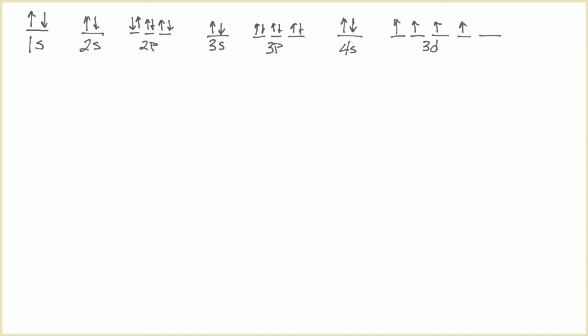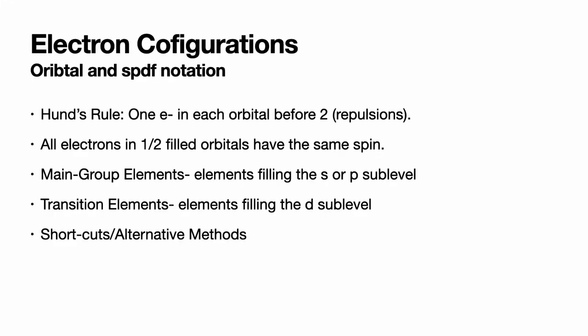Quick question. So the spin rule does not apply to that because there's no other electron? Correct. If you go back and look at your rules here: one electron in each orbital before two because of repulsions. All electrons in half-filled orbitals are going to have the same spin. So I drew all of mine with up spins. You could draw them all with down spins. Okay?